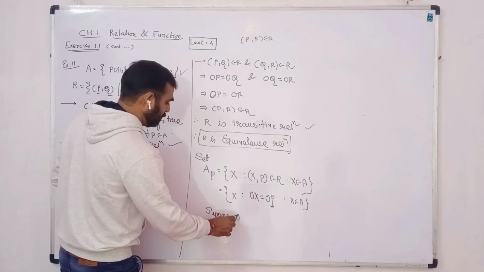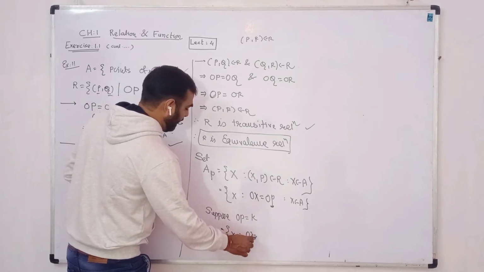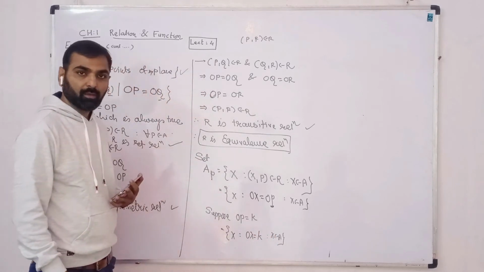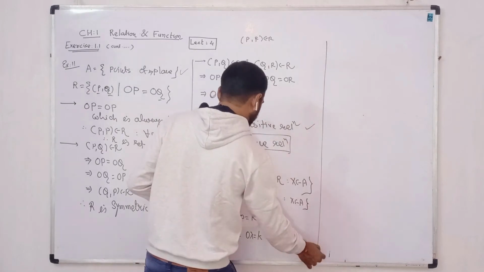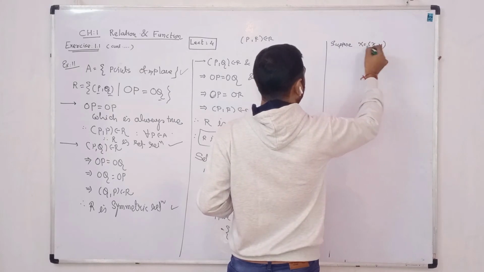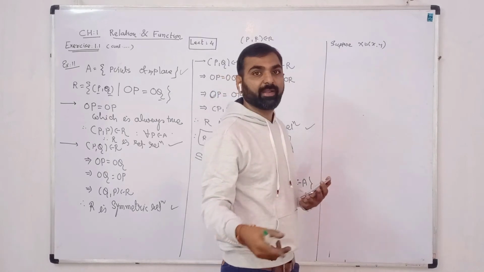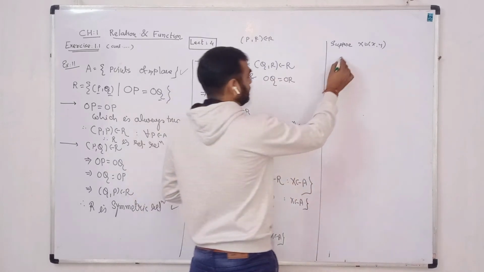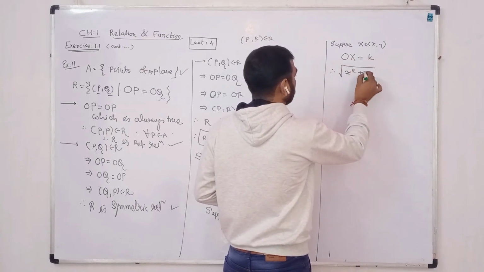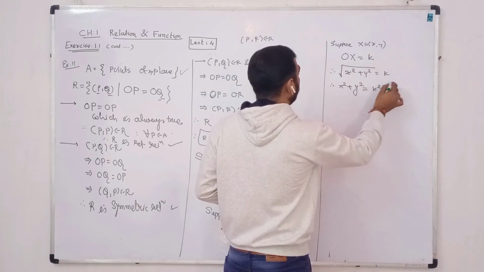Suppose OP is equal to K. So find such points whose OX is equal to K, where X belongs to A. Suppose capital X is equal to (x, y), some point whose coordinates are x and y. So here OX is equal to K, that is, under root of x square plus y square is equal to K, that means x square plus y square is equal to K square.